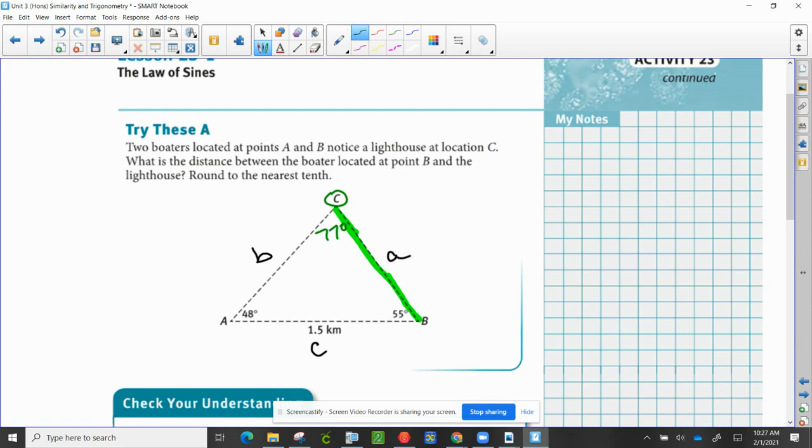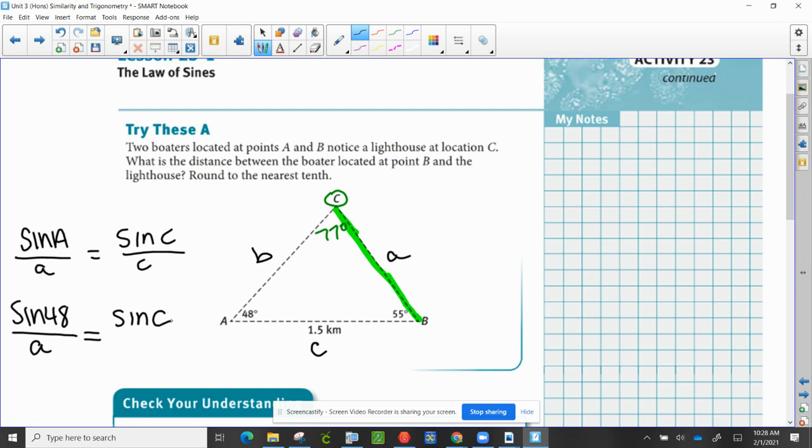So here's how we can set up our law of sines. We have sine of A over A is equal to the sine of C over C. And again, I'm using those proportions because that's the information I'm working with. That's what I have to go off of. So we have sine of A, so that's sine of 48 is equal to, I don't know what A is, that's the side we're trying to find, equal to the sine of C, which we found out was 77, over the length of C, which we said was 1.5.